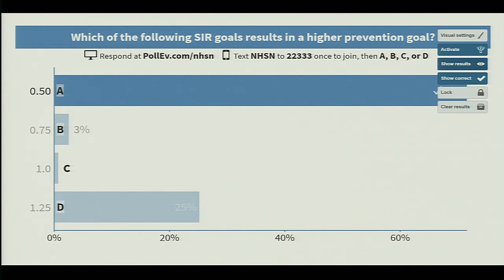Okay, if your facility currently had an SIR of 0.5, I think you'd be very happy with that number. But if your SIR was currently 1.25, meaning more infections than would be predicted, then you probably wouldn't be as happy.